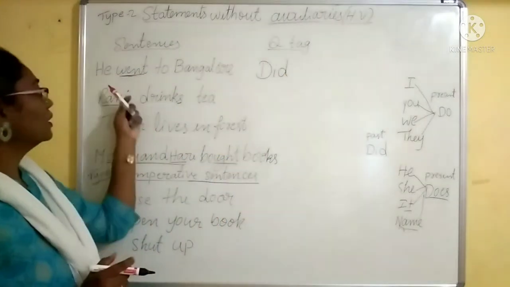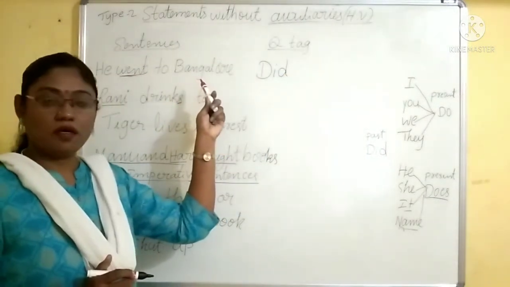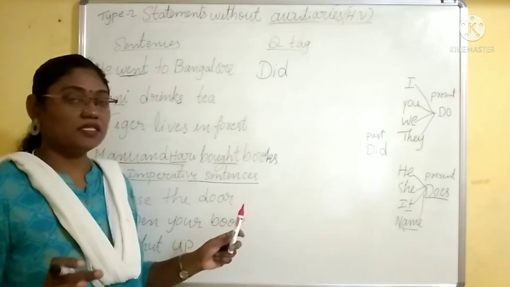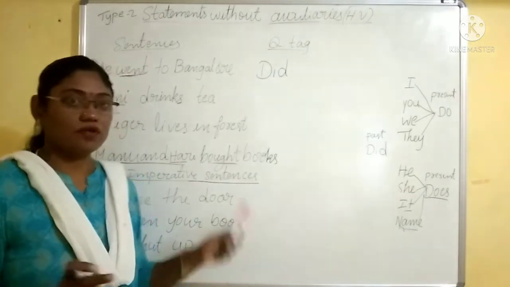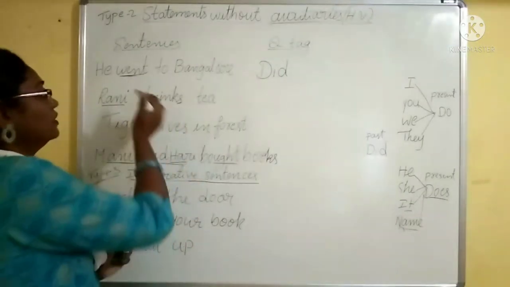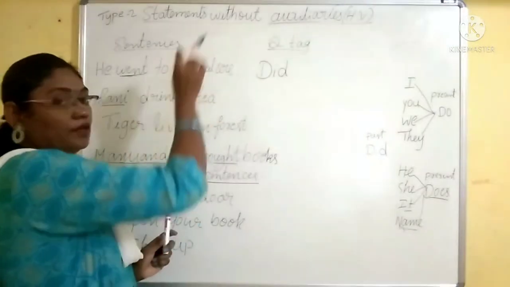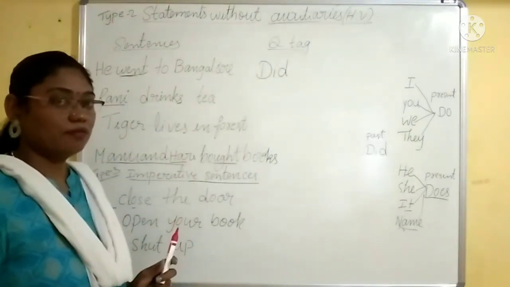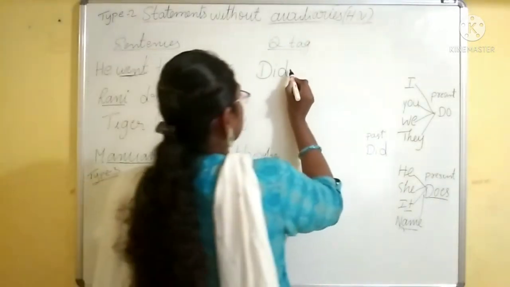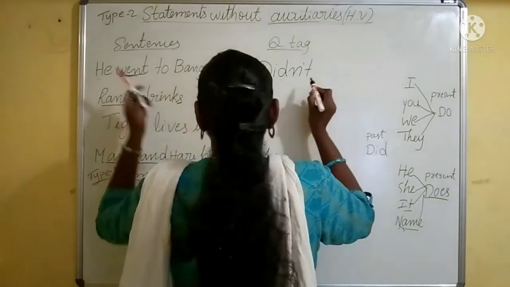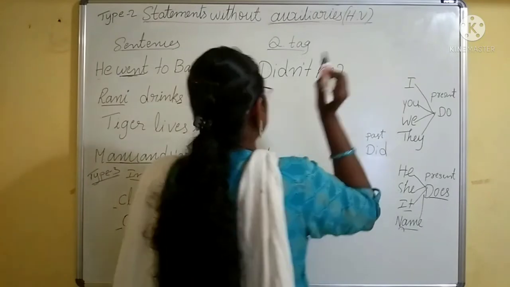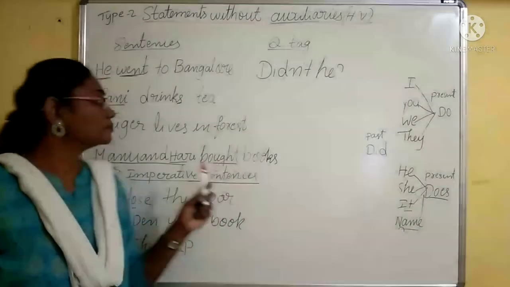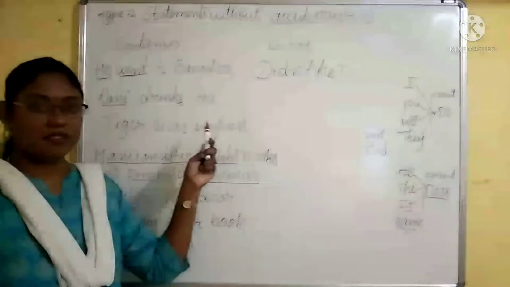Then, is it a positive or negative sentence? Yes, it is a positive sentence because there are no negative words in the sentence. So, if the sentence is positive, we need to make a negative question tag, as per the basic rule. So, we have to add not. Then you write he, the subject. You have to write the subject there. Then question mark.